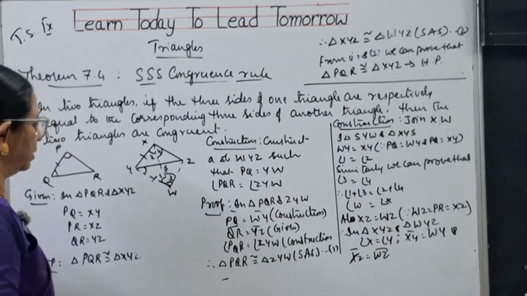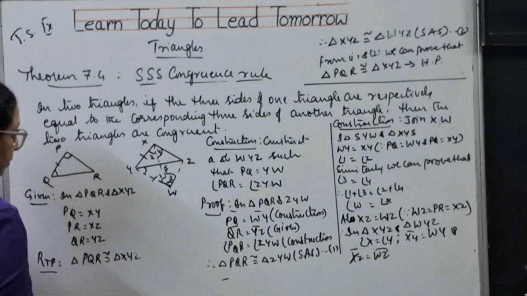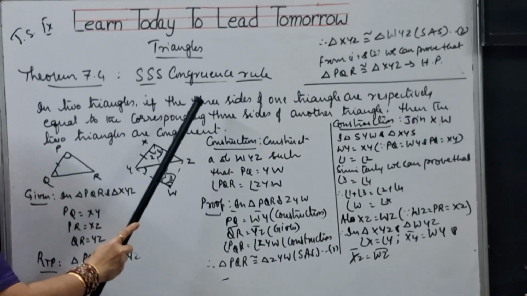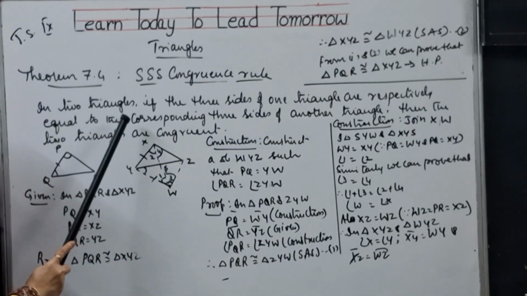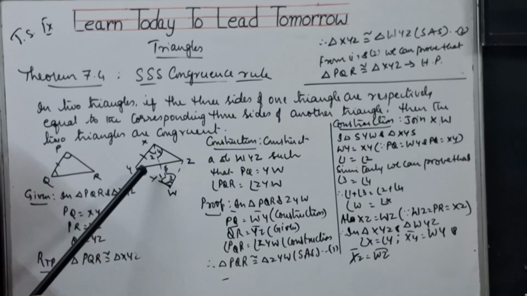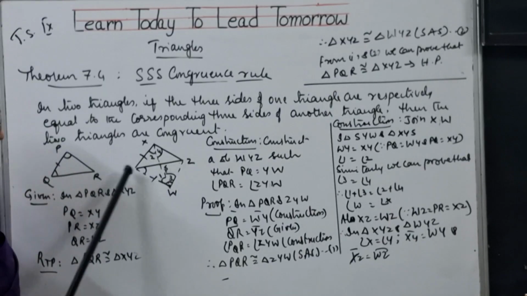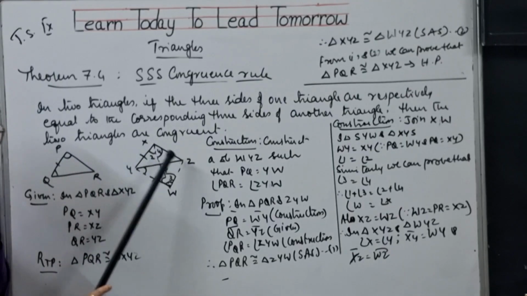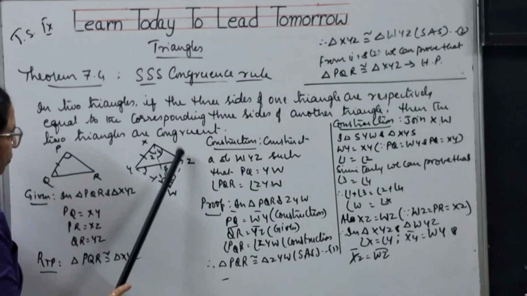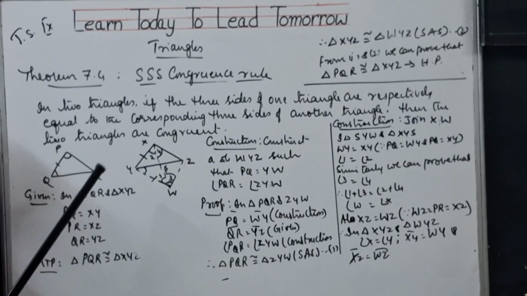Once again, I'll explain. See it. SSS congruency rule in two triangles: if three sides of one triangle are respectively equal to three sides of another triangle, then the two triangles are congruent. Now in triangle PQR and triangle XYZ, PQ is equal to XY, PR is equal to XZ, QR is equal to YZ. So you need to prove that these two triangles are congruent.